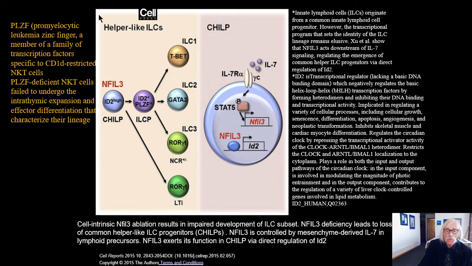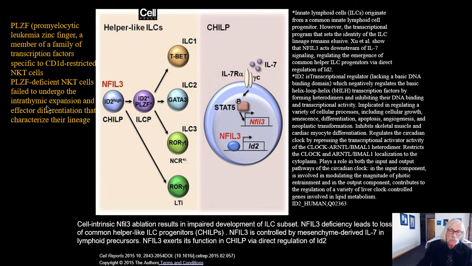You also have another component in here, this PLZF, and that gets expressed once you go from the common helper precursors to, again, the innate lymphoid progenitors here, which is the second phase of this differentiation. So it has this PLZF transcription factor. What the heck is that? It's the promyelocytic leukemia zinc finger. So that's an old-fashioned zinc finger type of transcription factor. It's a member of transcription factor specific to the CD1D restricted natural killer T lymphocytes. So PLZF deficient natural killer T cells fail to undergo the intrathymic expansion where this is happening.